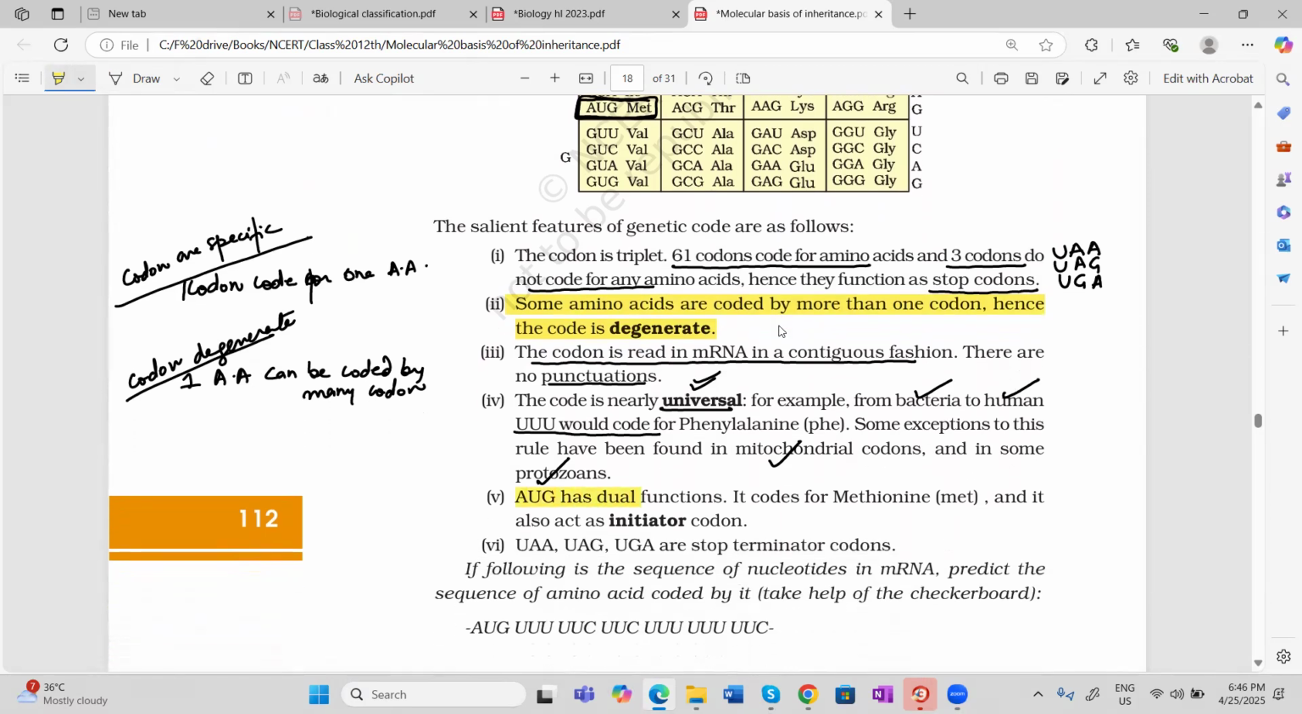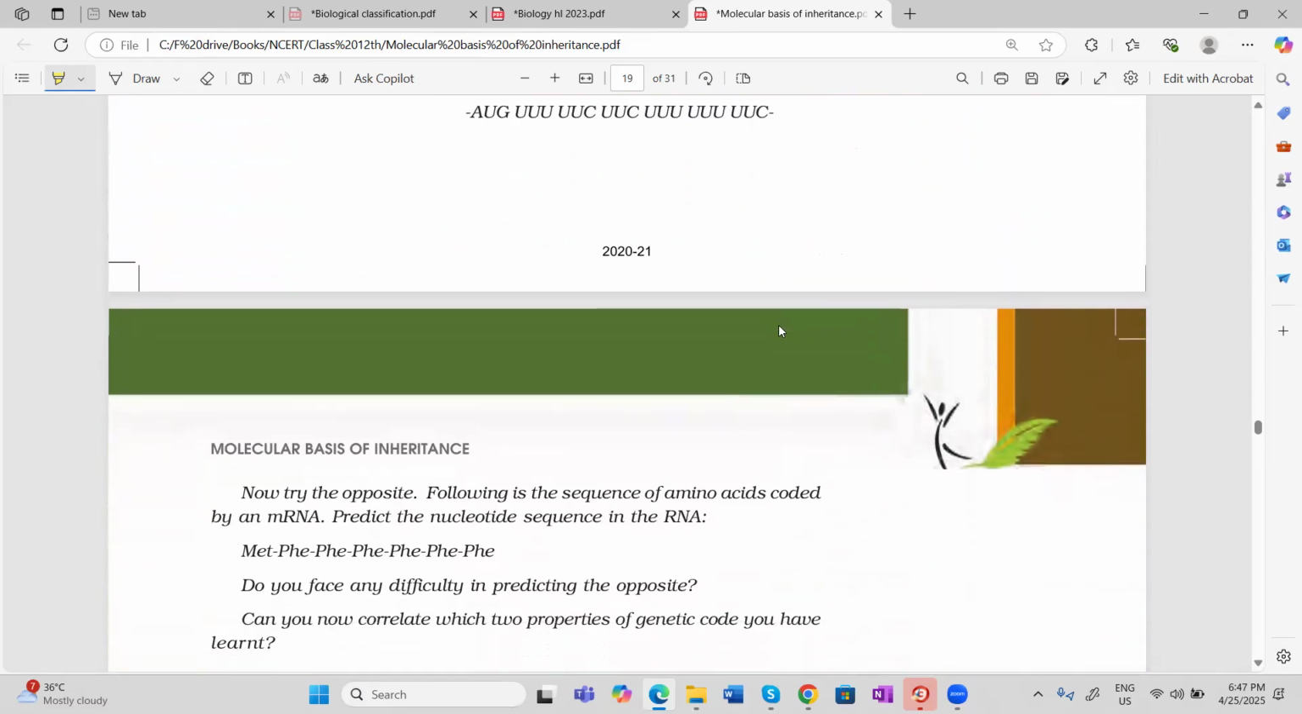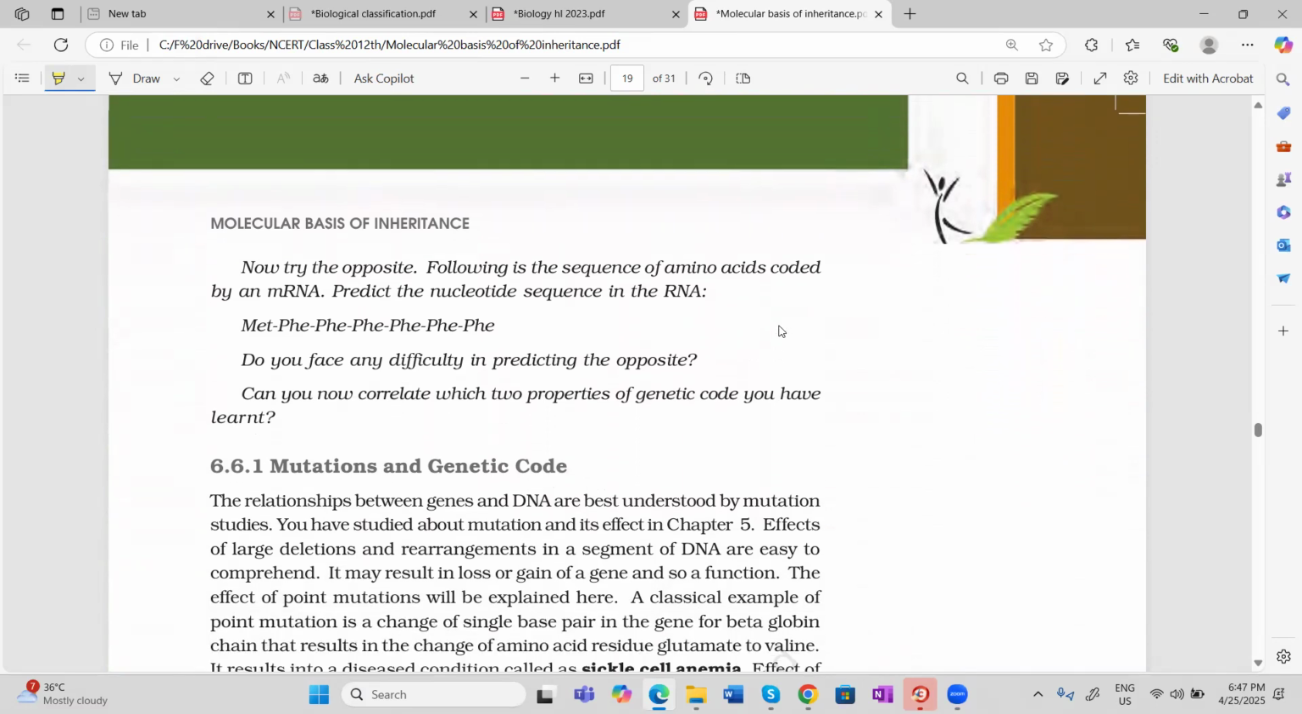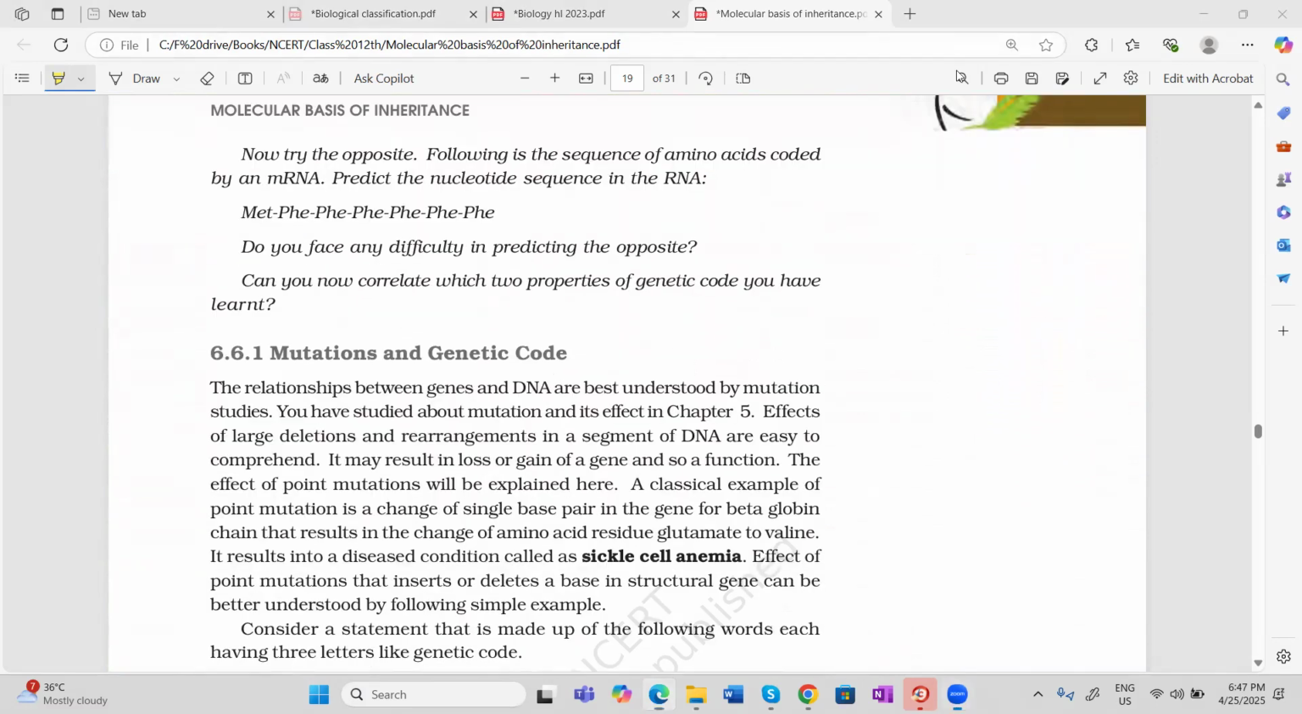I told you AUG is a starting codon. So it codes for methionine and it's a starting codon. And these three are your stop codons. Clear? So genetic code, this much is clear. And if you have any doubt, then ask. Then we'll move further.